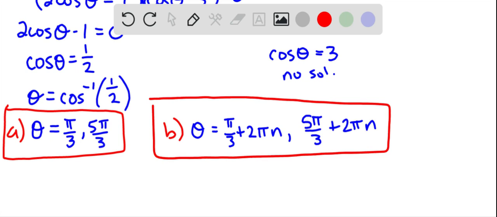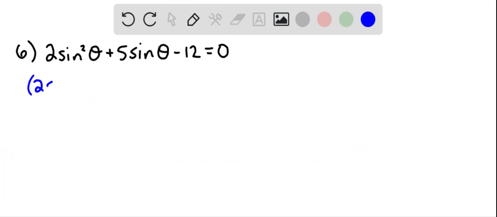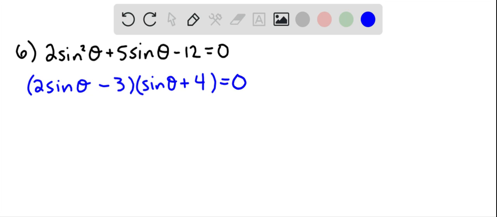Okay, this one is also factorable, and it factors into, let's see here, 2 sine theta, sine theta. We have a 4 over there, we have a 3 over there, that way we get 8, so plus 4 minus 3, that gives us a positive 5 in the middle. So let's set the first one equal to 0, 2 sine theta minus 3 equals 0, and the second one, sine theta plus 4 equals 0.